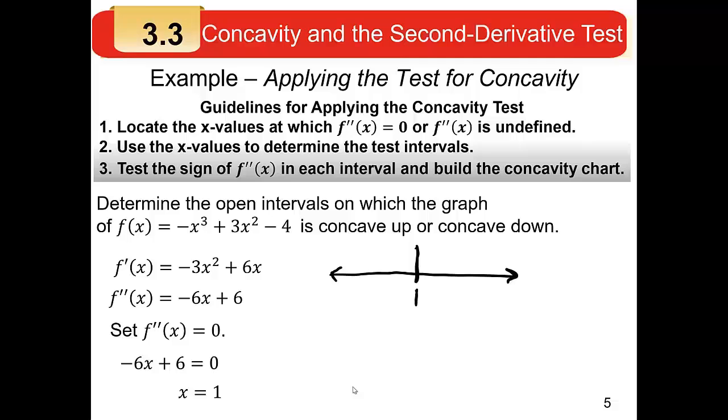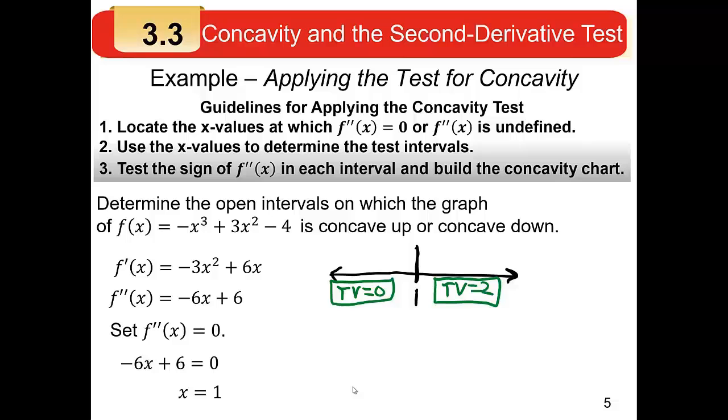So since you only have one value, 1, that means there's going to be one interval to the left of 1 that you have to test and one interval to the right of 1 that you have to test. So you take a test value to the left of 1, say maybe 0. Take a test value to the right of 1, say maybe 2.